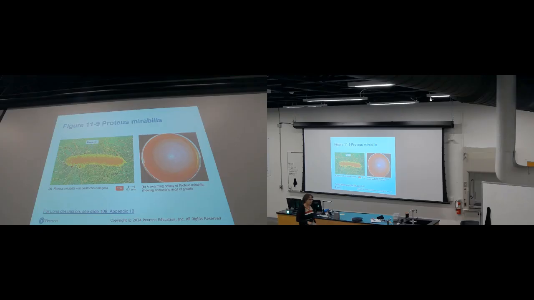So here is Proteus mirabilis. It's a peritrichous flagella, a rod. See, it can have thousands of flagella, and then if you put one in the center, it will cause these swarming colonies, concentric rings. This is a top view of this growth.